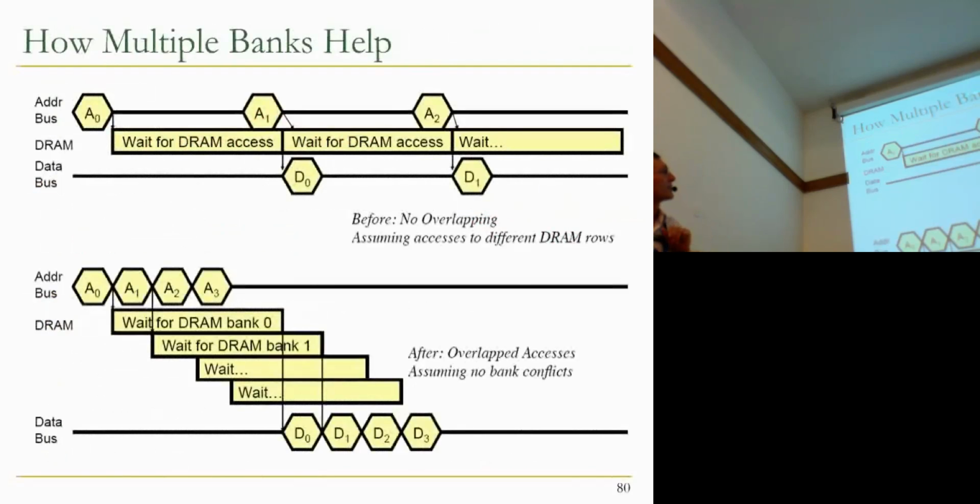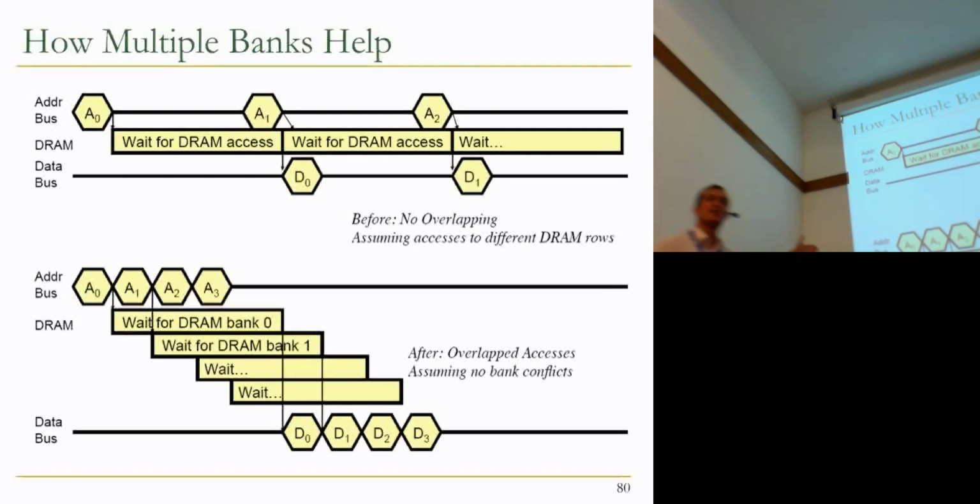So how do multiple banks help? This is very basic, so I'll go over this very quickly. Basically, if you have a single bank, this is what happens. Accesses are serialized. If you have multiple banks in DRAM, you can pipeline those accesses. You can send the address to one bank, immediately after, the address to the other bank, immediately after, the address to the other bank, and you get the data in bursts in a pipelined way.